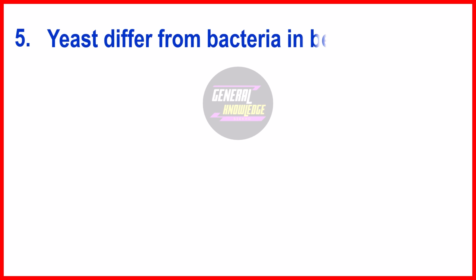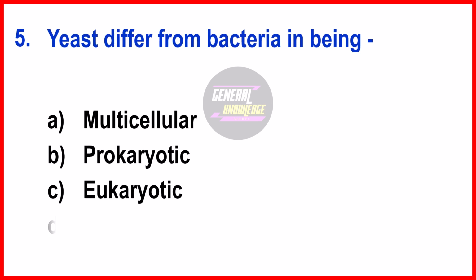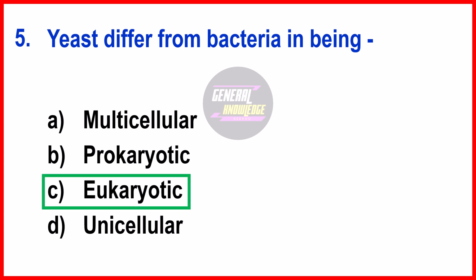Yeast differ from bacteria in being. The right answer is option C, eukaryotic. Yeast are eukaryotic organisms, meaning their cells have a nucleus and membrane-bound organelles, while bacteria are prokaryotic, meaning their cells lack a nucleus and have free-floating genetic material.